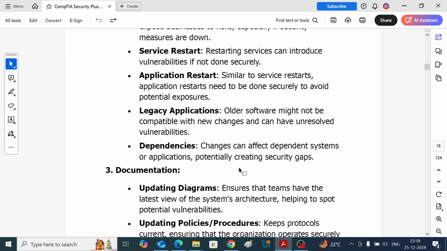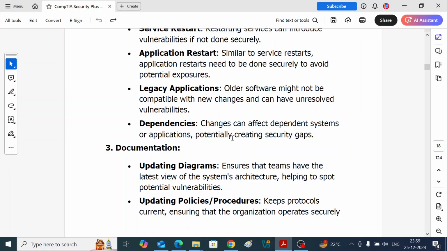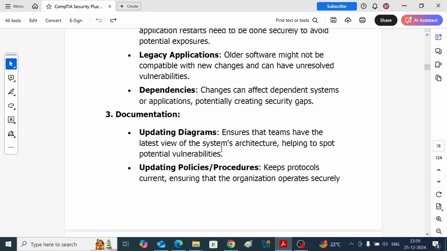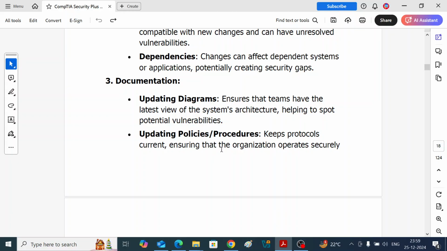It can't be a baby of one person. It has to be a baby of a lot of people, not in the wrong sense, but in the right sense. Then documentation, an important one. Any change that you planned, an important point to be noted is documentation. Any change can't go without proper documentation, because that's what becomes the Bible, the guiding principle when implementing such changes.